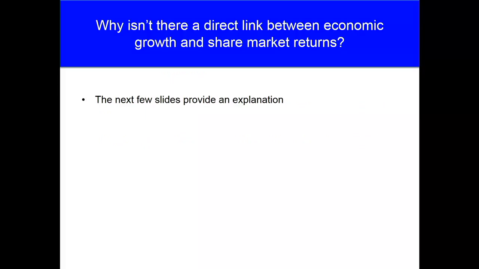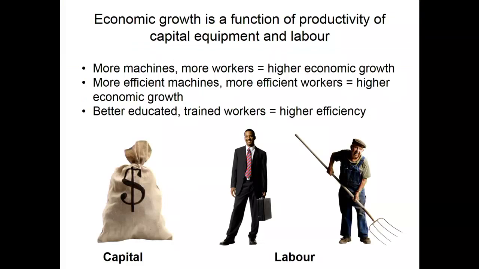Why isn't there a direct link? Economic growth is a function of productivity of capital, equipment and labor. More machines and more workers equals higher economic growth. More efficient workers, higher economic growth. Better educated, better trained workers, higher efficiency. So these are the three factors.